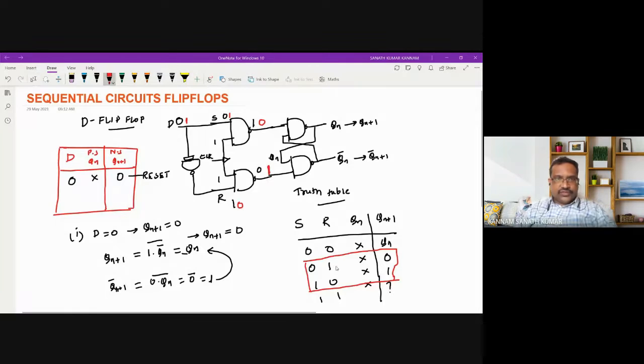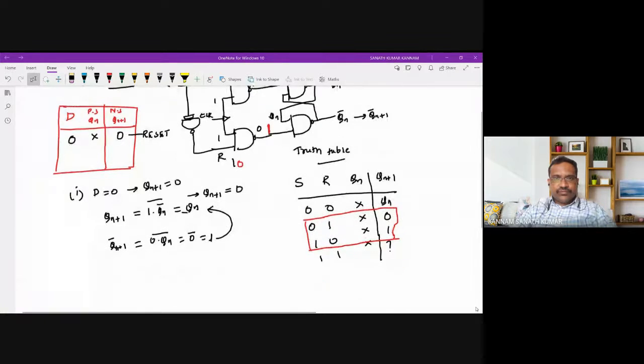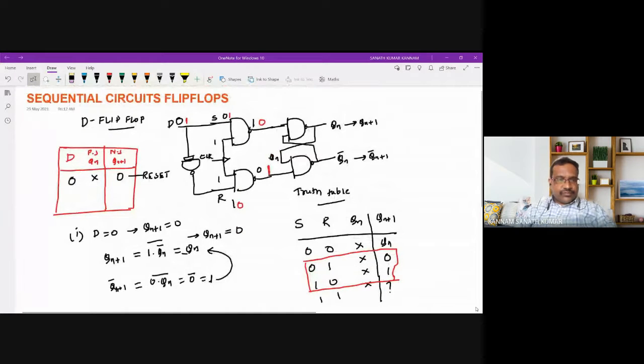In case 2, when D equal to 1, I'm analyzing Qn plus 1. The other input is Qn bar. So 0 into Qn bar whole bar, 0 into something is 0, and 0 bar equals 1. So you got Qn plus 1 as 1.